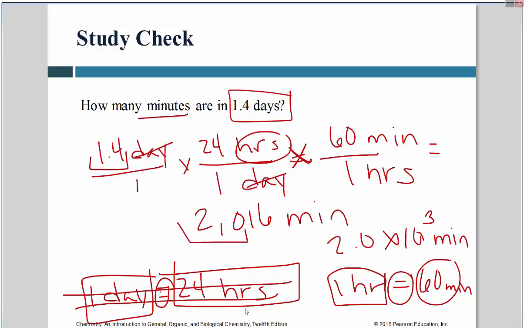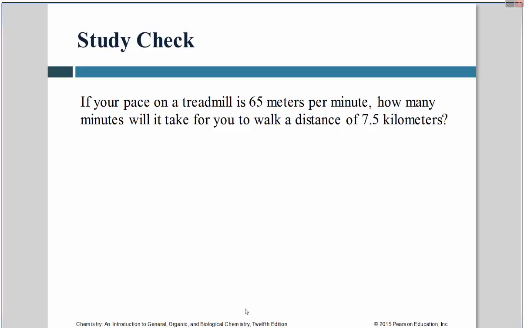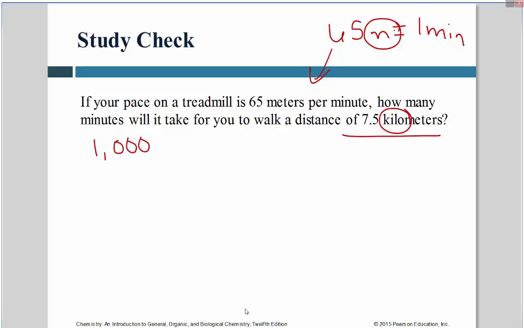And this will be our last practice with these. Okay, so you're on the treadmill, you're going 65 meters per minute. That's our conversion factor. How many minutes will it take for 7.5 kilometers? So you're given it in meters per minute, but the question is asking about kilometers. So 1,000 meters is equal to 1 kilometer. So there's our conversion factors to get us to minutes.